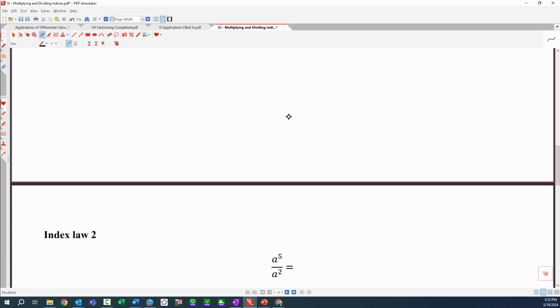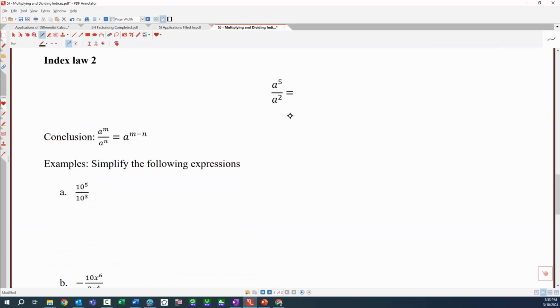Okay, so the second index rule has to do with division. So again, what I'm going to get you to do is to write down the index law 2, then pop this down, a to the 5 over a to the 2 equals, and our conclusion. All right, so what we'll do is work this through, and then you'll pause it at the end of me doing this so that you can copy this into your books.